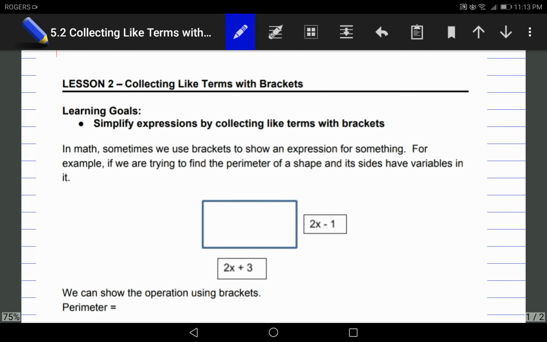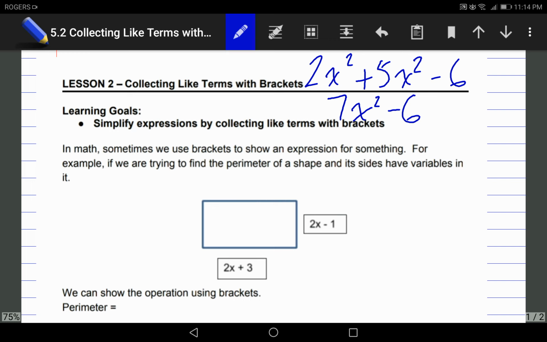Okay, on to lesson 2 of unit 5, collecting like terms with brackets. In the previous lesson, we just learned how to collect like terms. For example, we did something like 2x squared plus 5x squared minus 6. And we know that that simplifies to adding 2x squared plus 5x squared, we got 7x squared, and then we kept the minus 6 as it was.